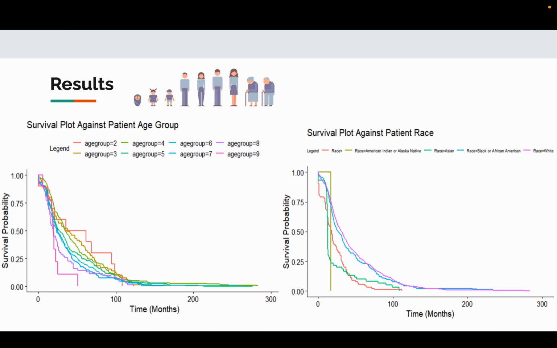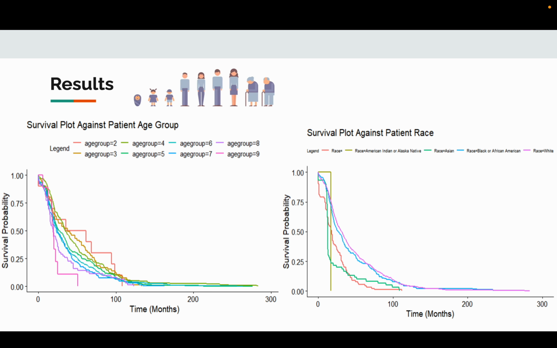One notable exception is age group 2, 20 to 30 years old, which has a much lower survival time. This is because although breast cancer is uncommon among individuals in that age group, those that do have it often have more aggressive forms of the illness, which explains this disparity.